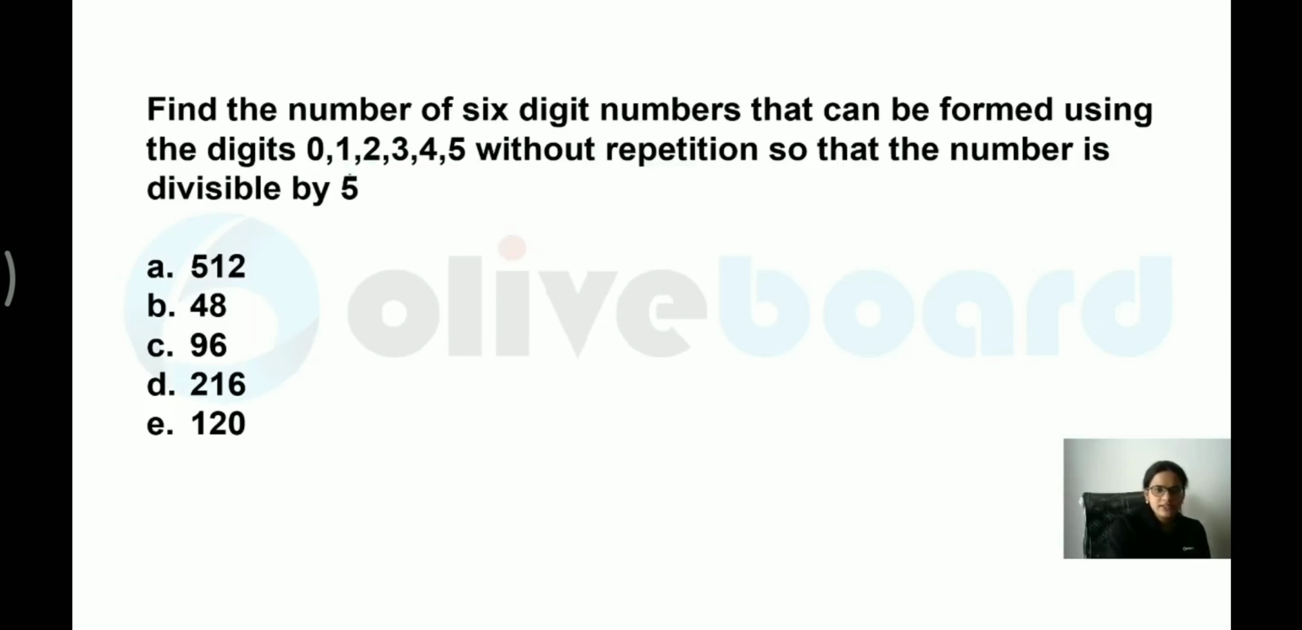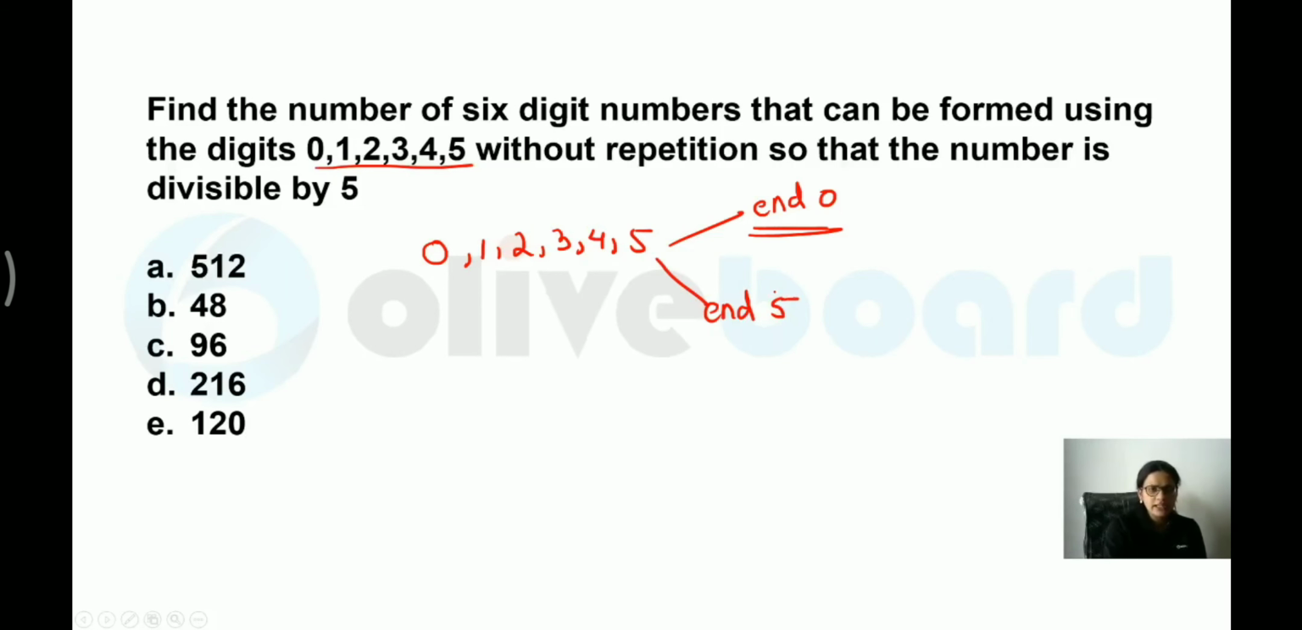Just now I told you that when you have 0, you have to be careful over here. Now either my number will end with 0 or it will end with 5. Are you getting my point? Now, if my 6-digit number is ending with 0, why have I written these two things? Because you want the number to be divisible by 5.